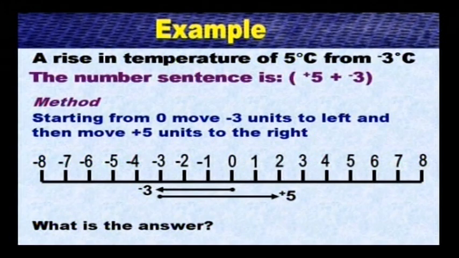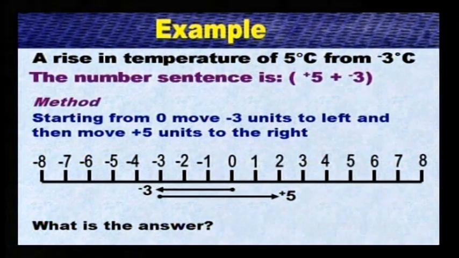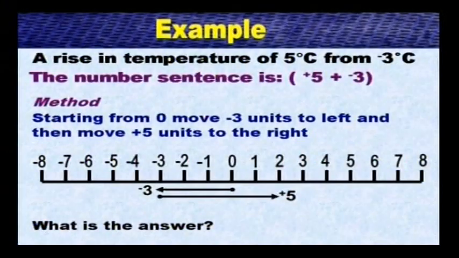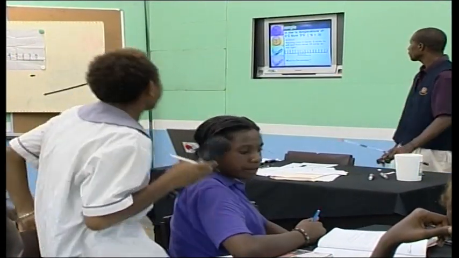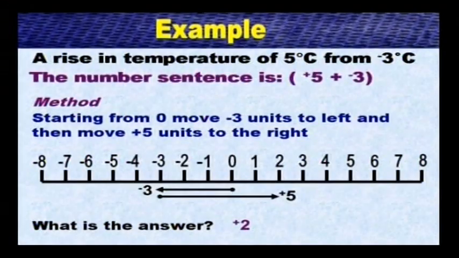Now, what would be the answer? Kalian, what do you think is the answer? Positive 2. How about you, Evelyn? Positive 2. Okay, let's see what I have for you on the screen. The answer is positive 2. So positive 5 plus negative 3 is equal to positive 2.